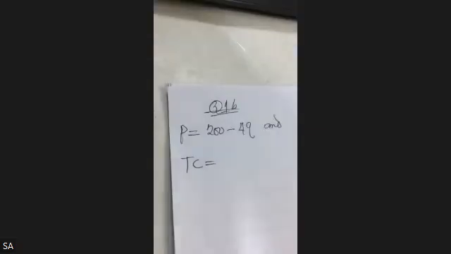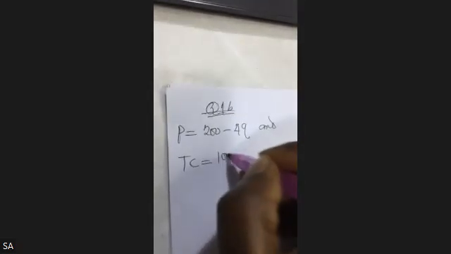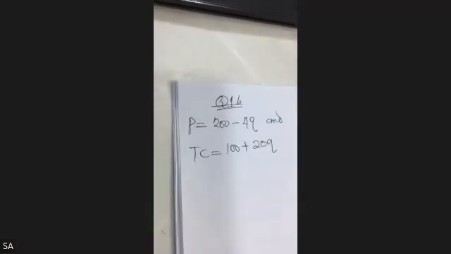Now, this question is telling you, take a look at this. We have question 1B. P is giving us 200 minus 4Q, and TC is giving us 100 plus 20Q. Please pay attention to this.